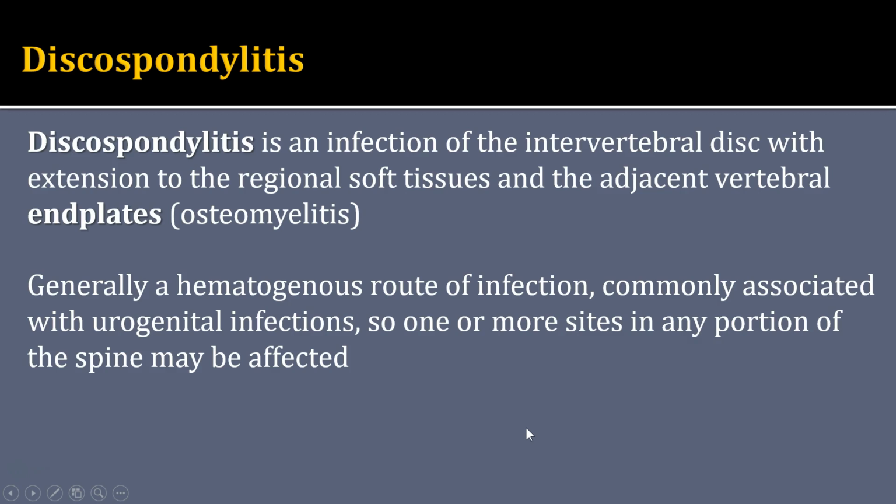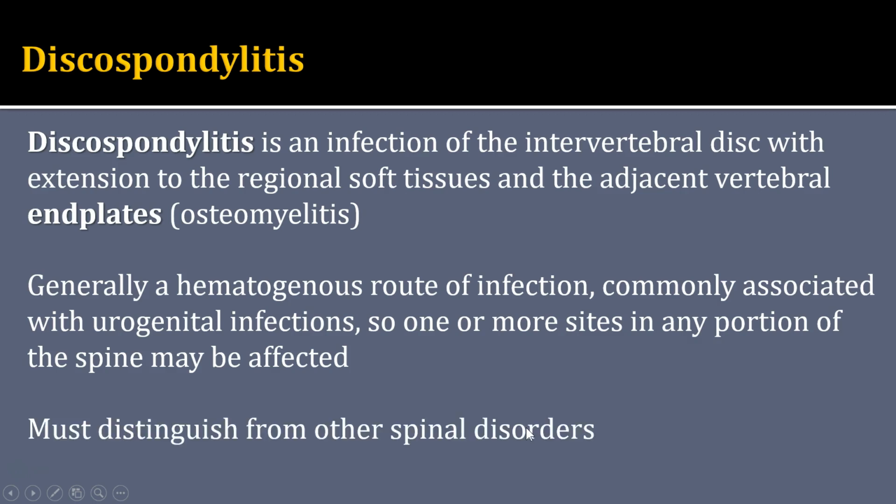Because it's hematogenous, we may have multiple sites of intervertebral discs and end plates involved, and any portion of the spine can be affected. Discospondylitis can occur secondary to surgery, iatrogenic causes, trauma, or migrating foreign objects. But again, most of the time it is by a hematogenous route of infection.